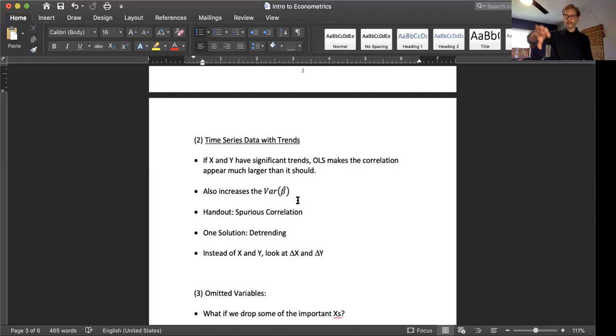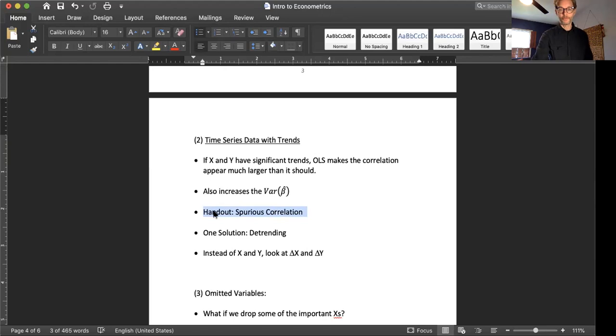If X has a trend and it's going up, and Y has a trend and it's going up, it's going to make the variables look much more highly related than they are. This is an example that can be common in finance, but really in any sort of data. People will look at data and say, oh, look, that one's going up, that one's going up, they must be related. But in fact, they might have nothing to do with each other.